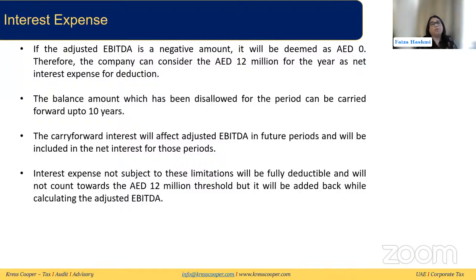And under the law, the balance amount which has not been utilized can be carried forward for 10 years. Now, this carry forward interest will also affect the EBITDA in the future period, and it will be included in the net interest for those periods when we are calculating that. And those interest expenses that are not subject to this general limitation rule will be fully deductible. The threshold of 12 million will not include those interest expenses where this general rule does not apply, but they will be added back while we are calculating the adjusted EBITDA to take out the 30%.